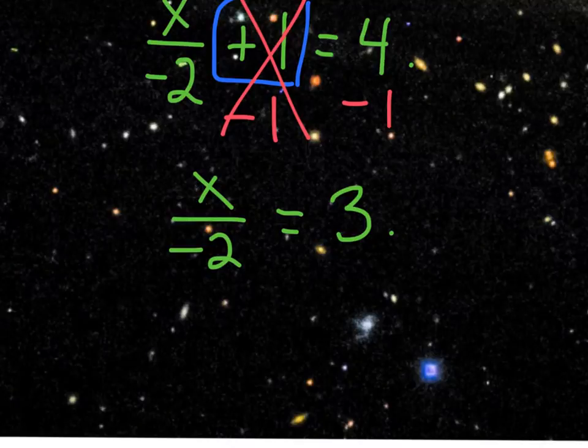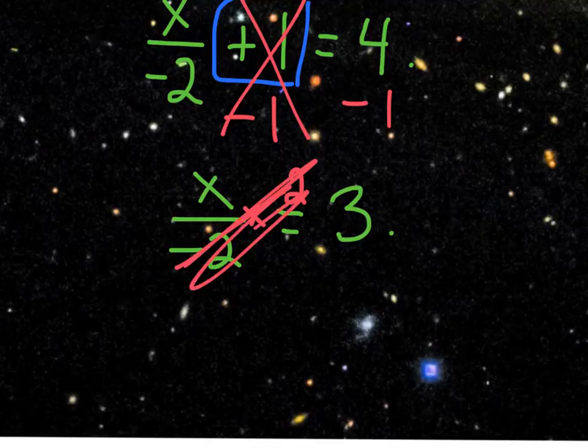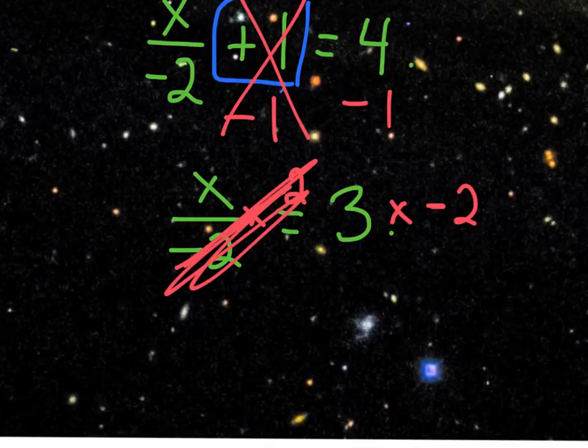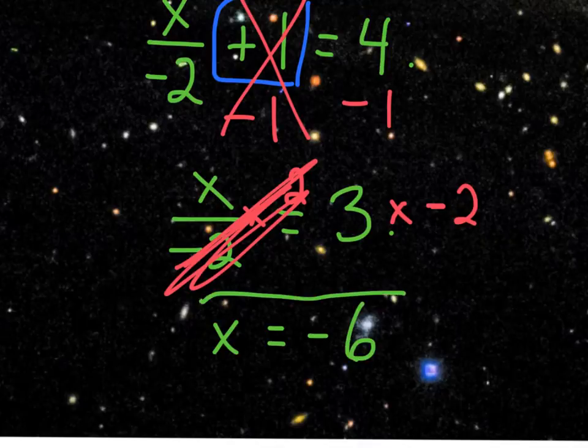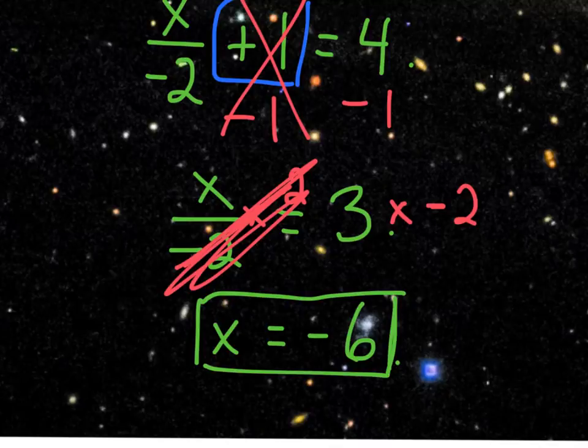Okay, next up we need to get rid of this divided by -2. Now we know the opposite of dividing is to multiply, so we're going to multiply by -2 to get rid of that -2 on the bottom there. So those completely cancel out. And we need to do the same thing to the right side, so let's multiply that by -2 as well. And what we're going to be left with is x equals 3 times -2, which gets us -6. Great. Okay, and one more time, we're going to check our answer.